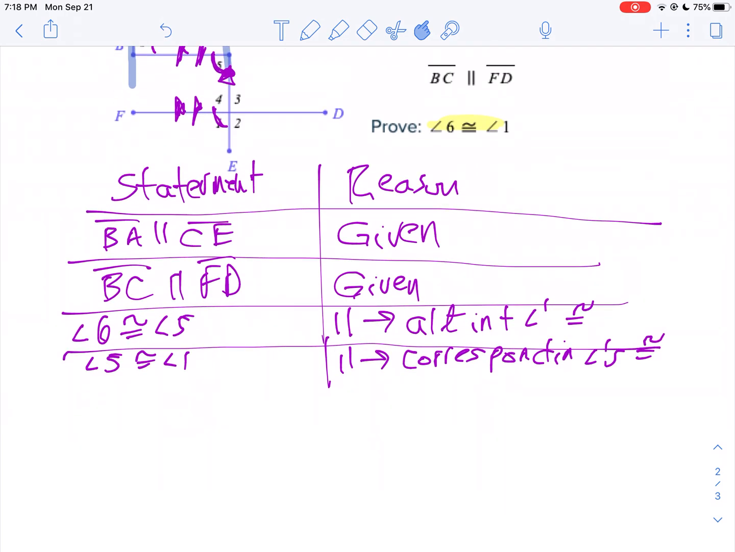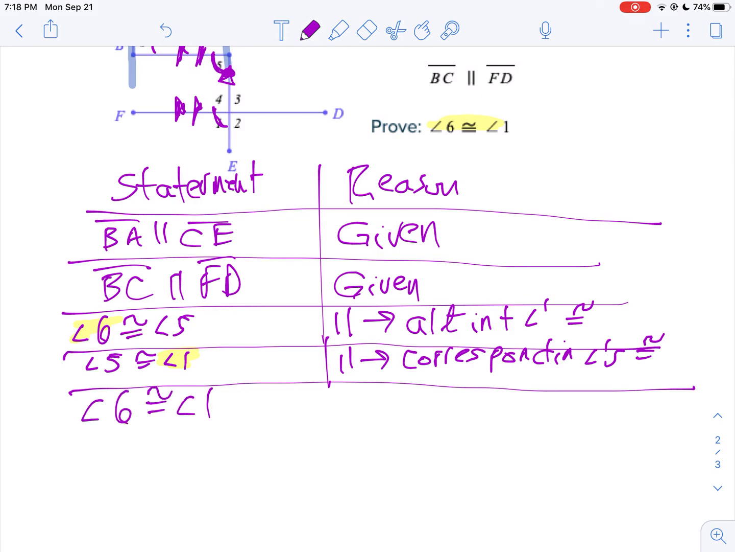Now, if we look at our proof, not at the picture, but at the proof, we know angle 6 is congruent to angle 5, and angle 5 is congruent to angle 1. Well, there's angle 5 in both of these, aren't there? So therefore, we know angle 6 is congruent to angle 1, which is what we're trying to prove. So that is going to be the transitive property. That's the everything's-congruent property.